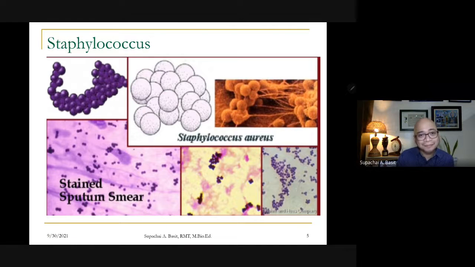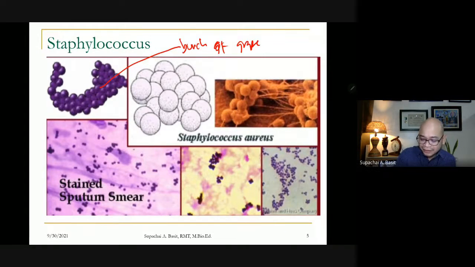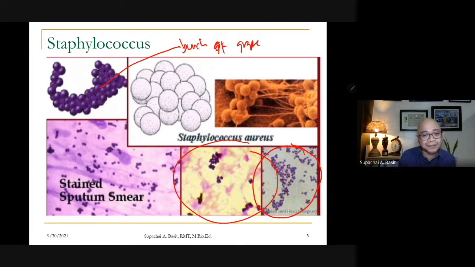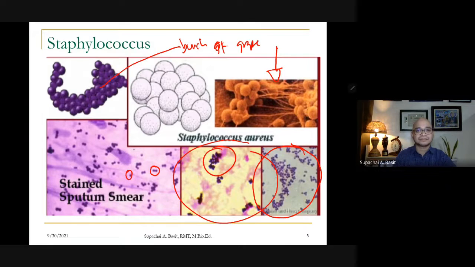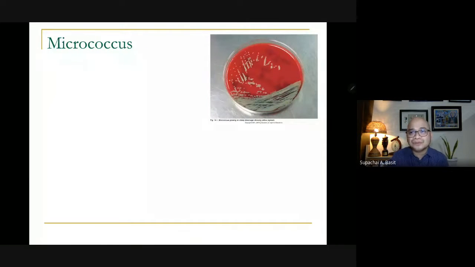Again, this is the bunch of grapes appearance as described earlier. And this is how they look under an ordinary light microscope. As I've mentioned, some of them appear singly, some in pairs, some like a bunch of grapes. And this is the appearance of Staphylococcus aureus under the electron microscope. This is an example of colonies on a blood agar plate.